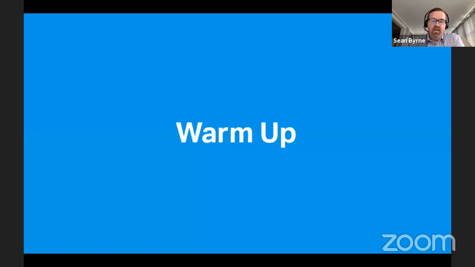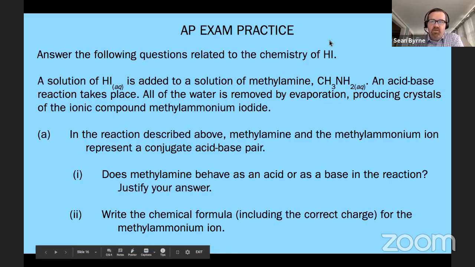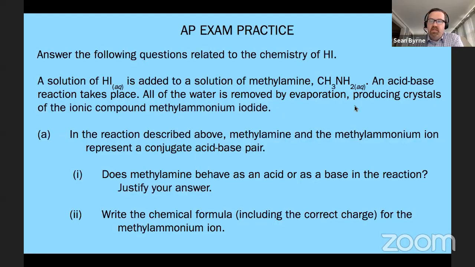So our warm-up every day is going to be in response to the problems that you saw yesterday. The first problem that Mr. Faribaugh gave us asked us to consider what happens with hydrogen iodide. We have a solution of hydrogen iodide that gets added to a solution of methylamine, CH3NH2. The problem tells us that this is an acid-base reaction and that then all of the water is removed by evaporation to produce crystals of the ionic compound methylammonium iodide.